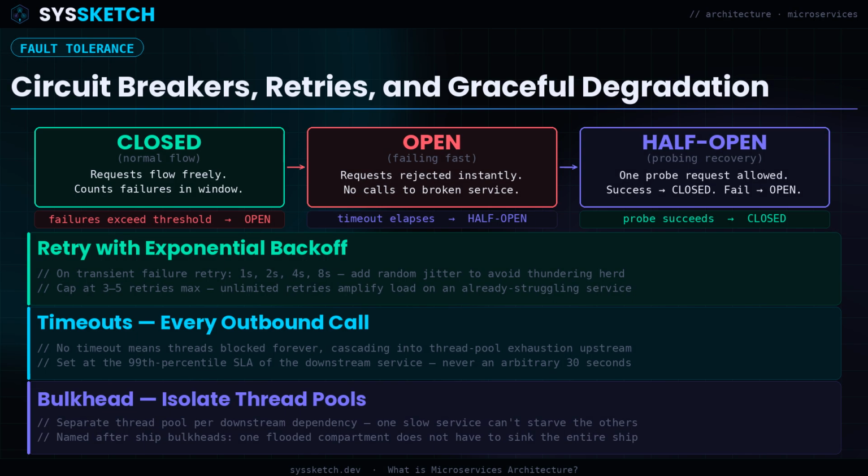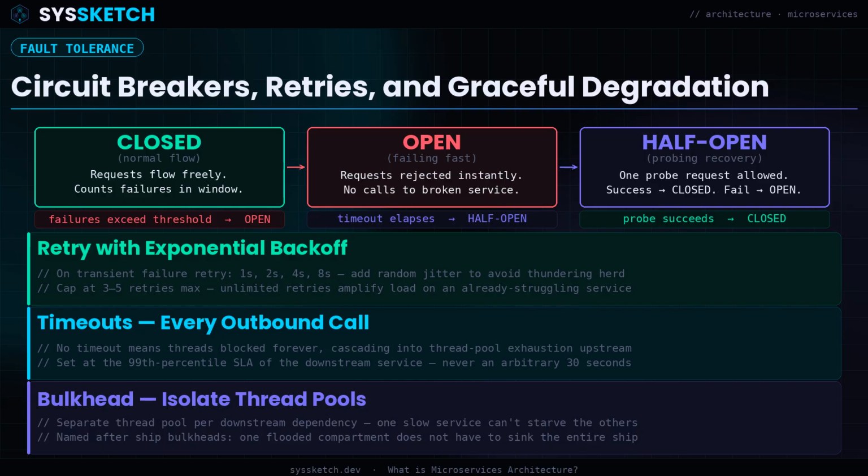In a distributed system, things will fail. The circuit breaker pattern is the most important tool for containing those failures. The circuit breaker wraps calls to a downstream service and tracks the failure rate. When failures exceed a threshold, the breaker opens and immediately rejects all requests, failing fast instead of stacking up threads waiting for a service that is clearly down. After a timeout, it enters a half-open state and lets through one probe request.